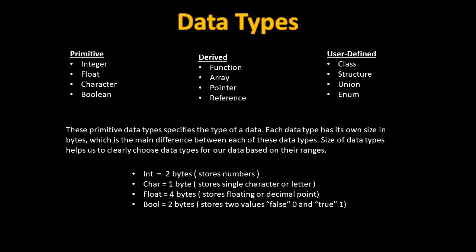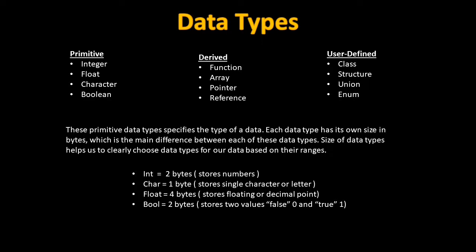So why do we really need these data types in our program? Actually, the main usage of these data types and the difference between each of them is their size in bytes. Like integer takes 2 bytes in memory, char takes 1 byte, float takes 4 bytes, and boolean takes 2 bytes.